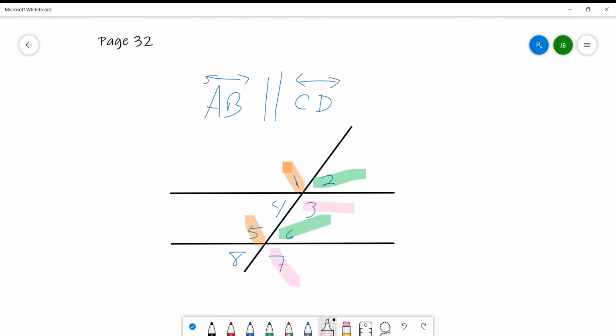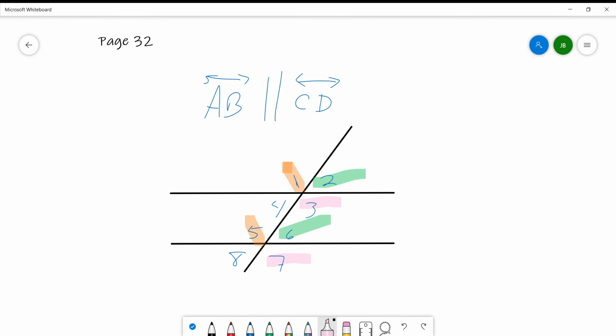7 and 3, well, I depend on shapes. 7 and 3 are corresponding angles. And last, 4 and 8, denoted by having no highlighter at all. So 2, 6, 1, 5, 3 and 7, 4 and 8, they all are corresponding angles to each other. So we see that with these 8 angles, there are a lot of different pairs that can be formed.